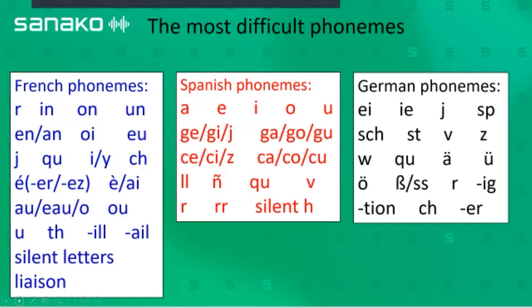So I would suggest these are the most difficult phonemes or rules of pronunciation. I've included in French the silent letter rule, especially at the ends of words, and the liaison rule where you do pronounce letters that are usually silent when they're followed by a vowel. You've got the Spanish phonemes as well that are the key ones, and the German ones there as well that are most difficult.